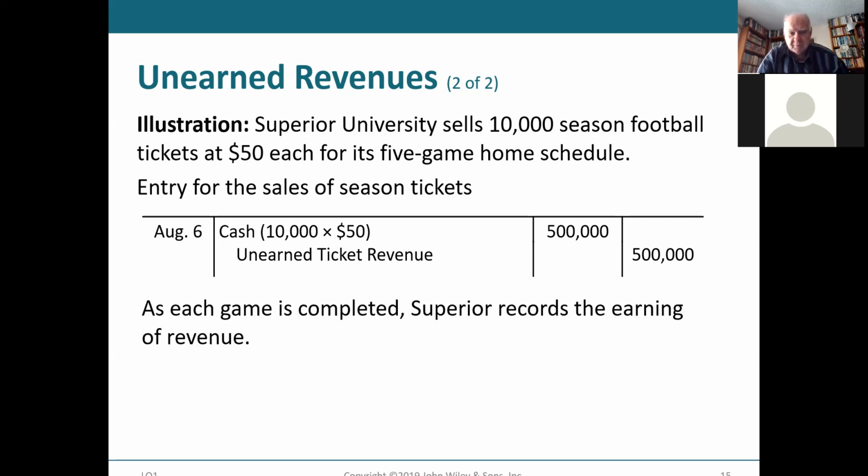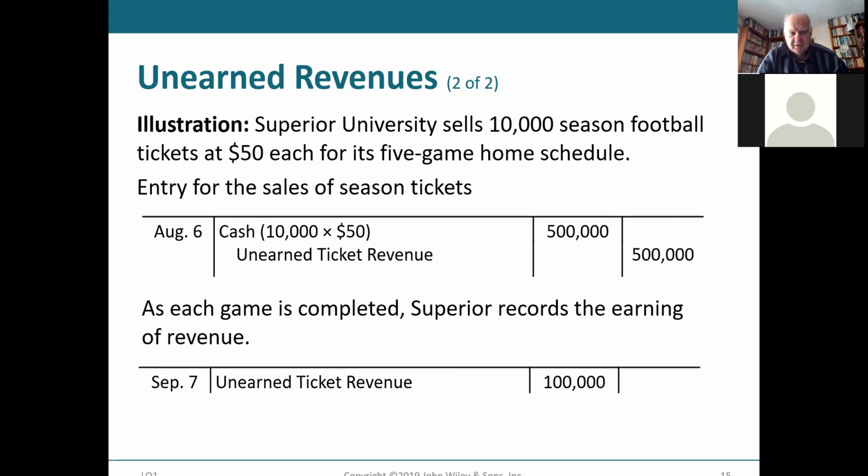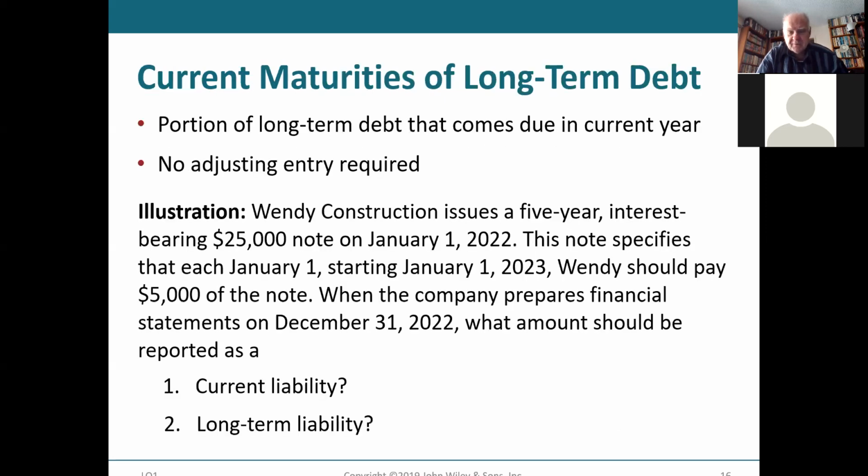As each game is completed, you record the earning of the revenue. So they play the first game of the home season, you debit unearned ticket revenue, and you credit ticket revenue. And that's sort of what we already learned in our first 4 chapters.